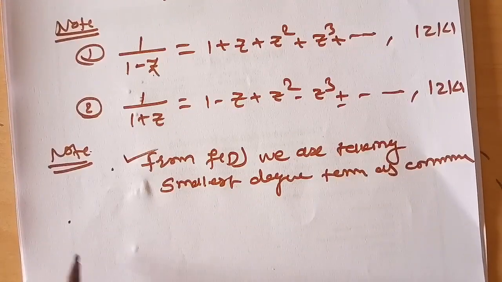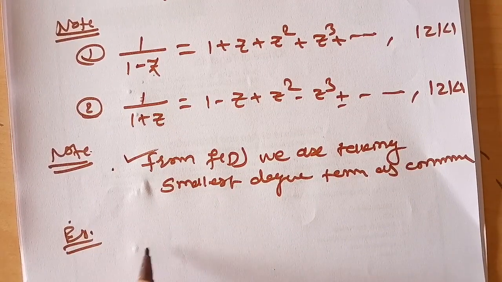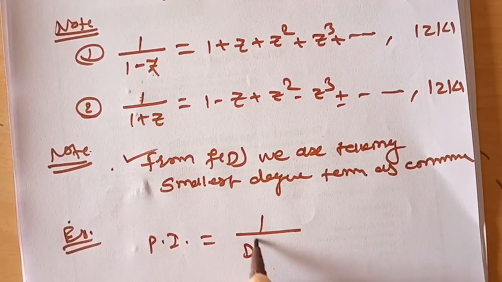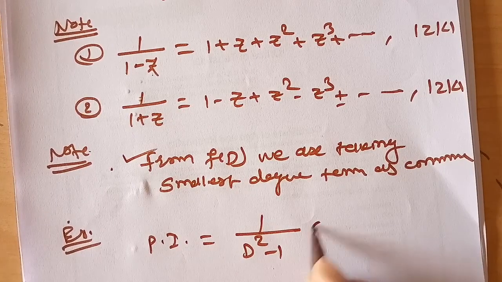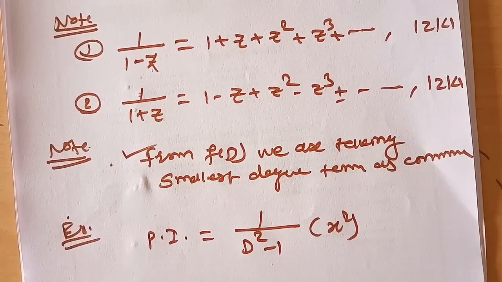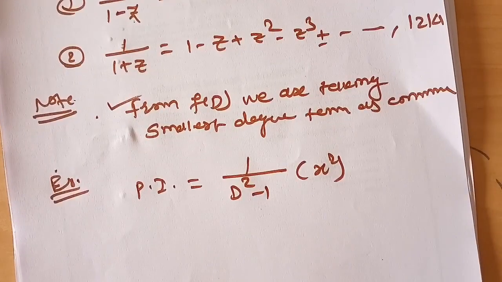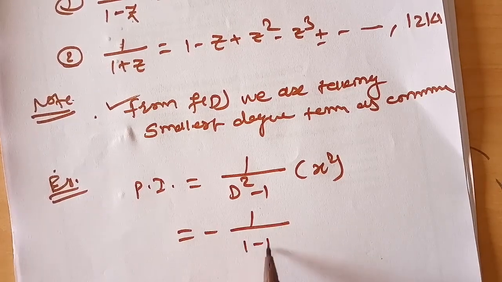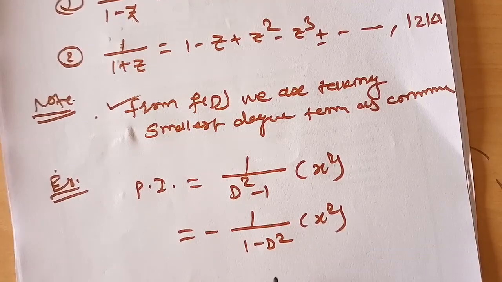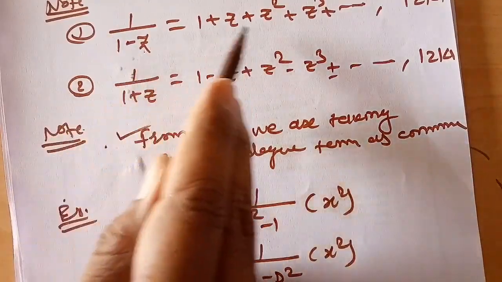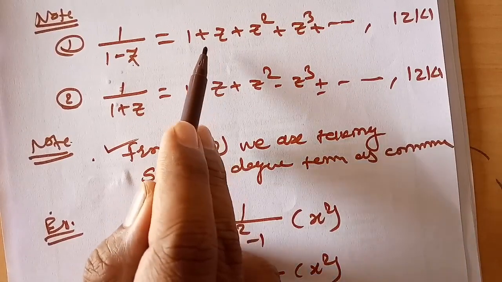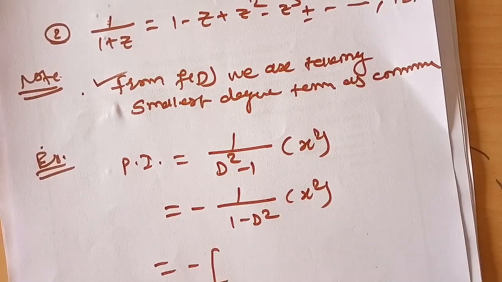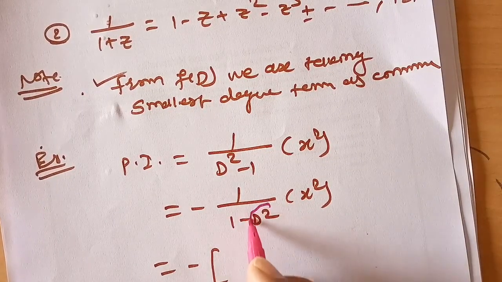I will take an example here. We have to find PI. Suppose I will write here 1 upon D square minus 1 of x square. Means our right hand side is a polynomial function, and we have to find PI for this function. Now here I will take minus common, and I will write this as 1 minus D square into x square. Now we have this result 1 upon 1 minus D square. I will apply this result here, and using this result I will expand this term, minus 1 divided by, I will suppose this as z.